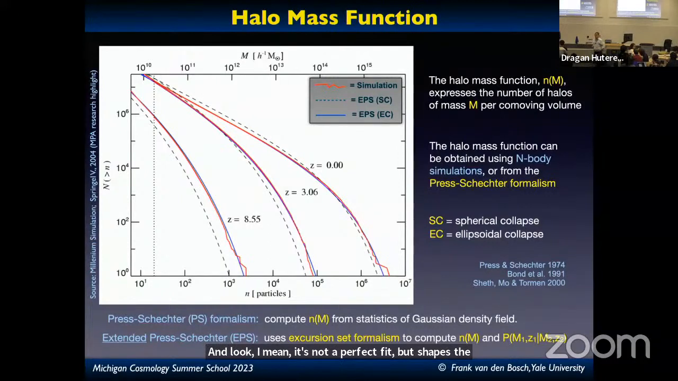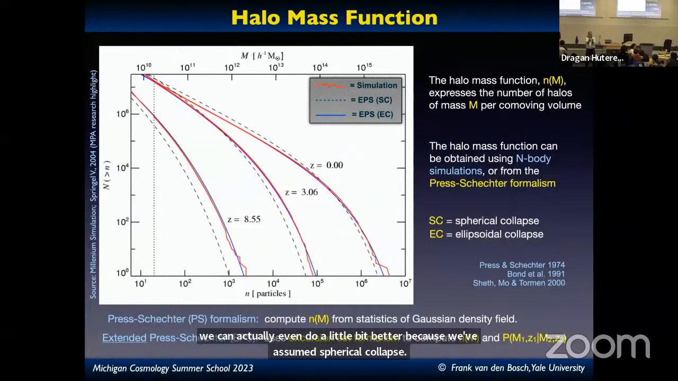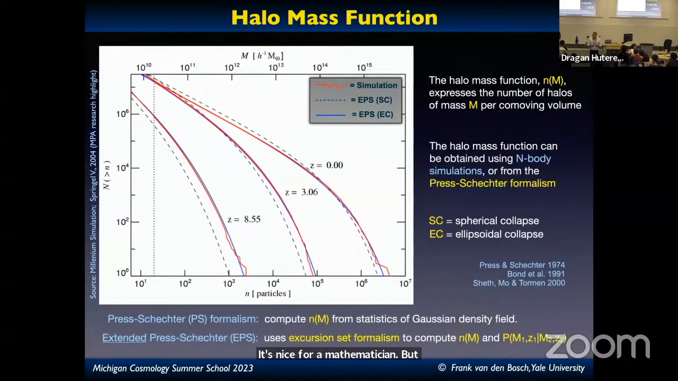And look, it's not a perfect fit, but the shapes, the evolution with redshift looks pretty darn good for such a hokey theory. Okay, and then in 2001, Sheth, Mo, and Tormen said, well, we can actually do even a little bit better because we've assumed spherical collapse. I know every overdensity is not spherical. Okay, it's nice for a mathematician, but in reality, these things are ellipsoidal. And you can actually work out ellipsoidal collapse conditions in an expanding universe, and that modifies things a little bit. Everything else stays the same.